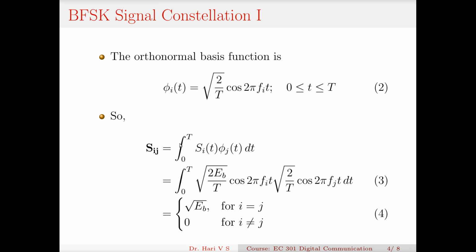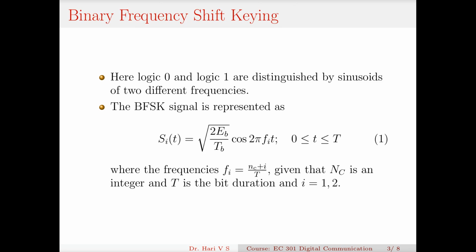Now when you come to the BFSK signal constellation, the orthonormal basis function is phi_i(t), that is root of 2 by T cos 2 pi f_i t, because if you go back to this equation and take out this root E_B, it becomes root of 2 by T cos 2 pi f_i t. And it is nothing but root E_B into phi_i(t).